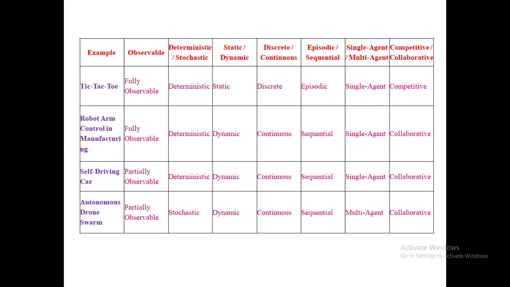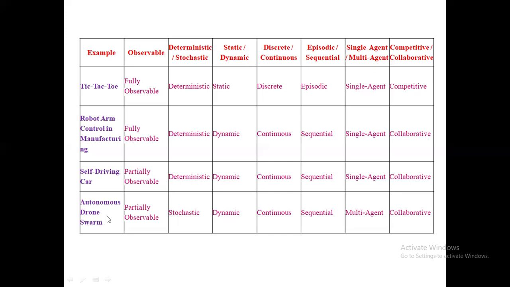The environment is dynamic, continuously changing with the traffic and road conditions. Navigation is continuous, requiring smooth adjustment to speed and direction. It is sequential as decisions influence future actions, and single agent, focusing on the vehicle's behavior. The task is collaborative, aiming for safe coexistence with others, and unknown due to uncertainties like unseen hazards.